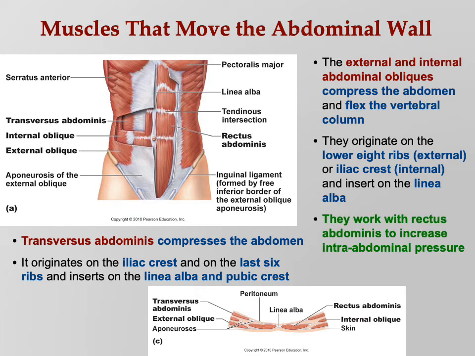They work with rectus abdominis to increase intra-abdominal pressure. There's a name for this. It's sometimes called the Valsalva maneuver. You can do it right now if you just compress your abdomen to make a grunting sound. People use that, women during childbirth, and people when they're defecating, you tense up all those abdominal muscles. So the rectus abdominis, transversus abdominis, and the internal and external obliques all work to increase pressure inside of your abdomen. And why would you ever want to do something like that?